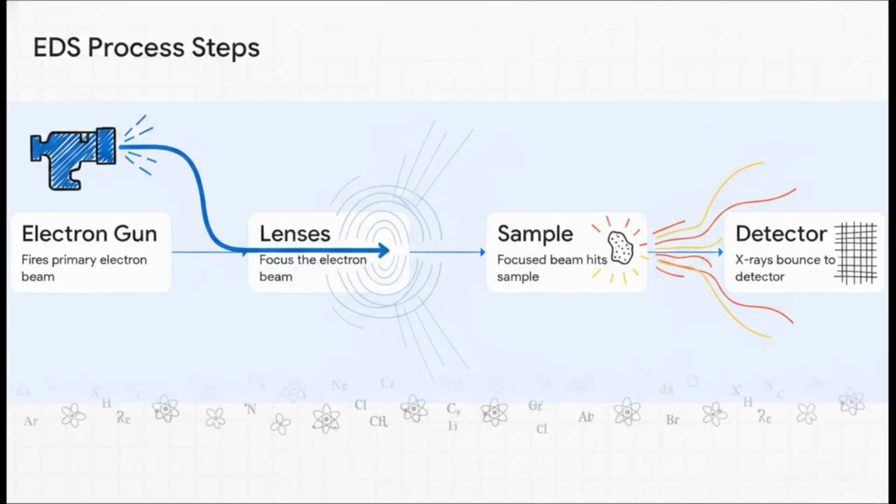So it basically boils down to this really elegant four-step journey. The electron gun fires, the lenses focus the beam into a super tight spot, the beam hits the sample, and finally, X-rays bounce off and are caught by the Silicon Drift Detector. You can kind of think of this highly focused electron beam as a targeted spotlight, but instead of just illuminating the surface, it forces the sample to literally reveal its deepest elemental secrets.